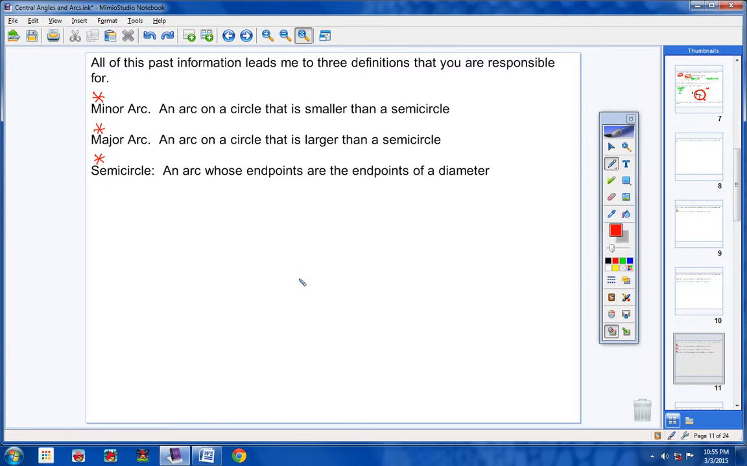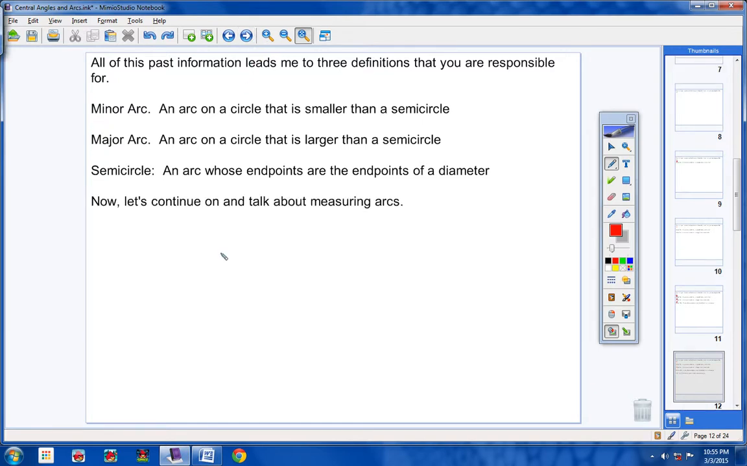Alright, let's continue on. If you're not done, just continue to copy. These will stay up on the screen for a couple more minutes, okay? Now, let's continue on and talk about measuring arcs, okay? So it's very important you know how to do this, alright? Copy this down. I mean, I'm not going to make this a fill in the blank, but you still should copy this in your notes.